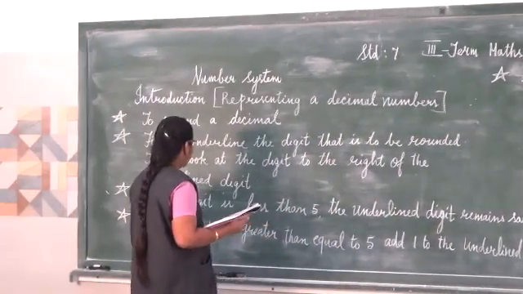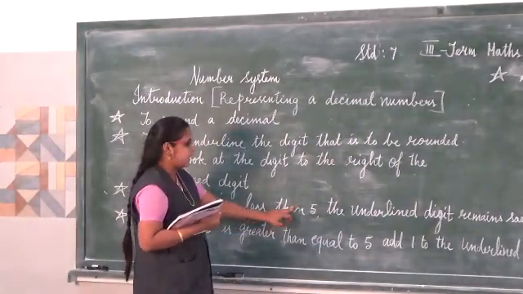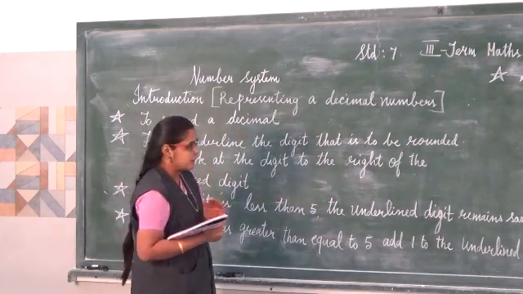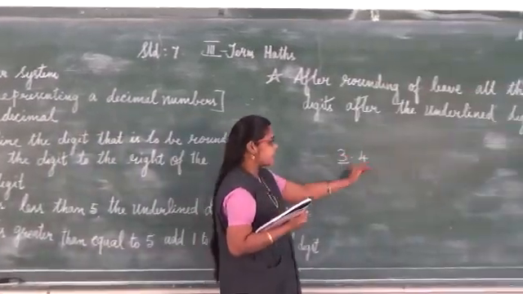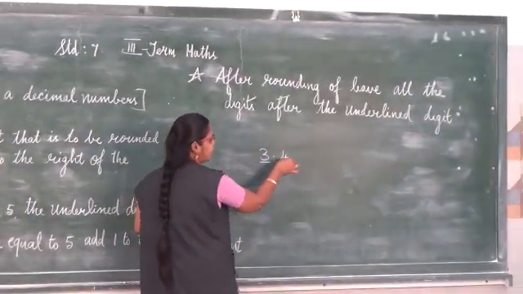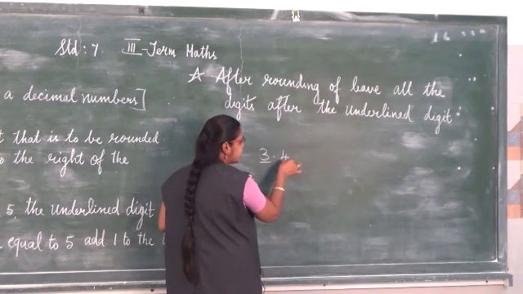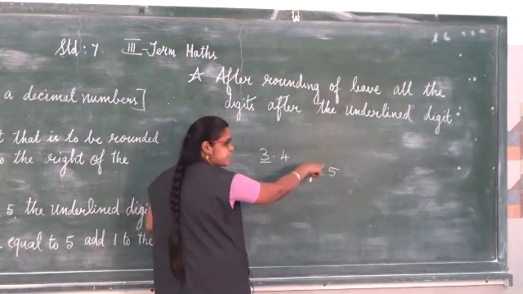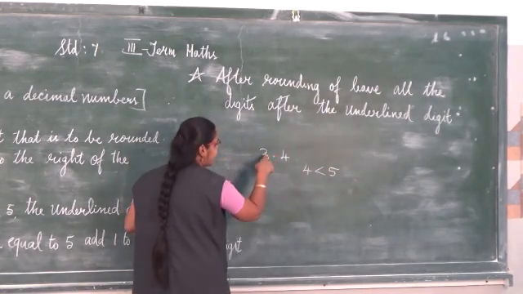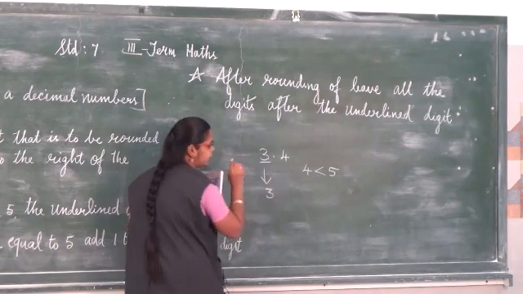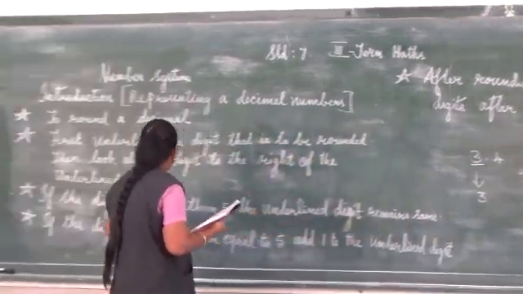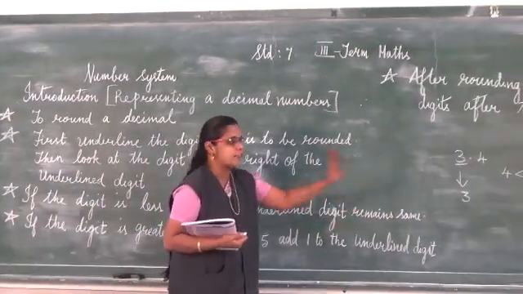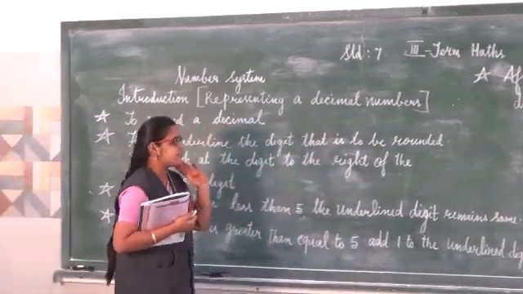Then if the digit is less than 5, the underlined digit remains the same. So, what is the next condition? If the digit is less than 5, the right side part we have to take. Now 4 is obviously less than 5. If the digit is less than 5, the number remains the same. The 3 will be the answer. The underlined digit remains the same. This is the way we have to do.